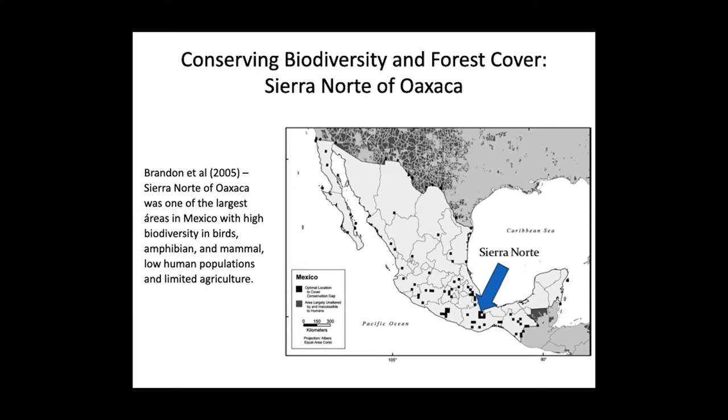This was a study that was done by Katrina Brandon. It's old, 2005. At the time she worked for a big conservation NGO called Conservation International. All these little blocks that you see around Mexico here, and that's the Sierra Norte that the arrow is pointing to, she was trying to identify the areas in Mexico which have high biodiversity in birds, amphibians, and mammals, low human populations, and limited agriculture.